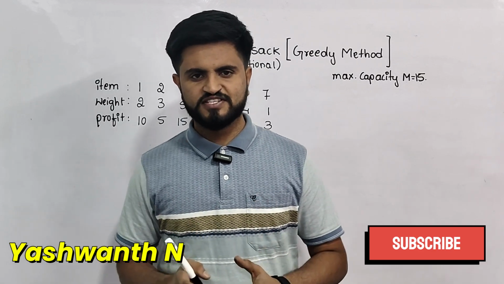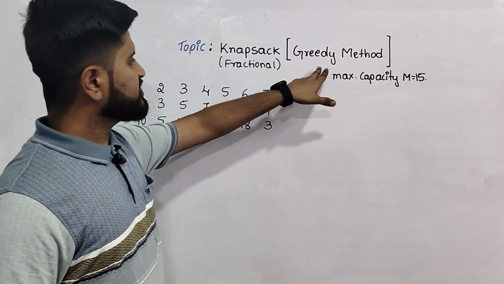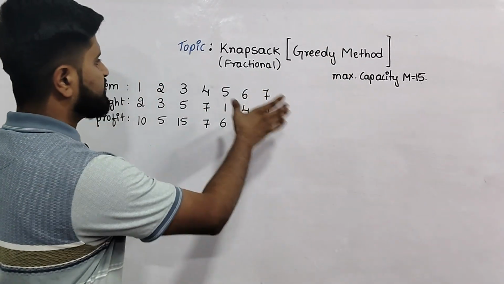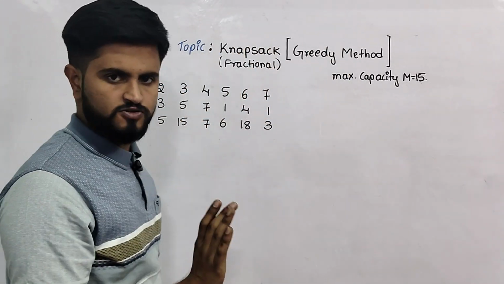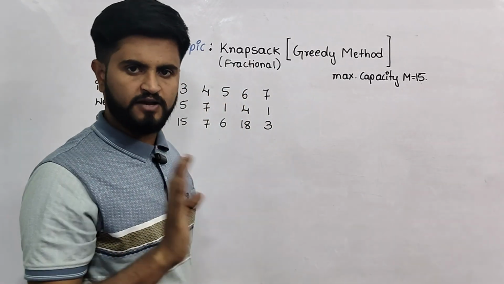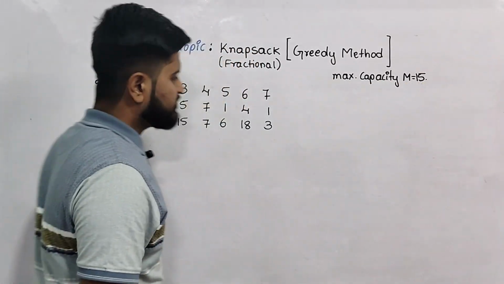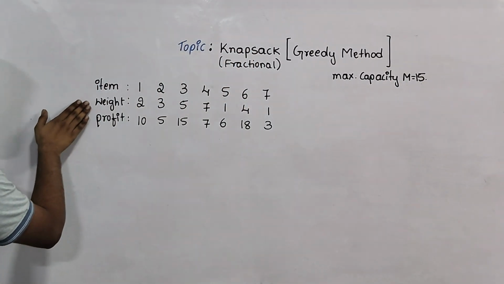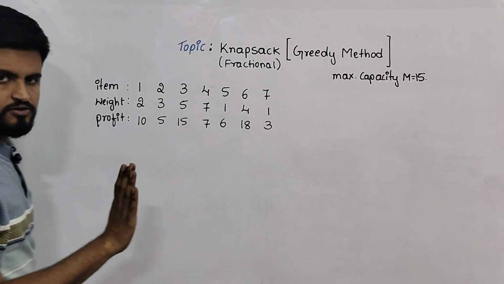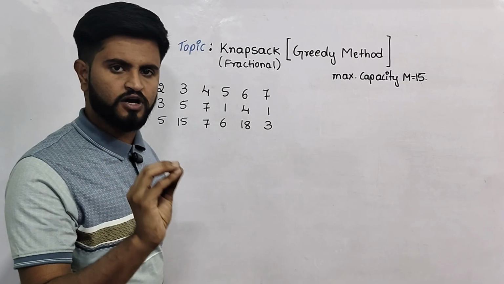Hello everyone, in this video let's discuss how to solve the knapsack problem using the greedy method. You can call it the fractional knapsack problem also. Here we will be applying the greedy method to solve the knapsack problem. Now the maximum capacity is given, that is 15, and the items, their respective weights and the profit values are given. So let's solve step by step so that you will get full marks if you solve this problem.